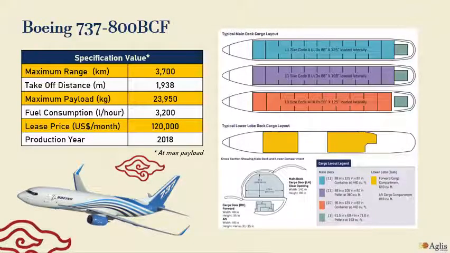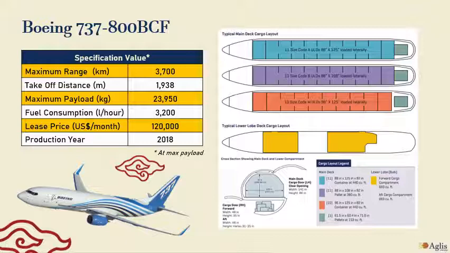Based on the specifications provided with the route length and airport limitations, one of the aircraft we consider to use is Boeing 737-800 BCF, which has a maximum range of 3,700 kilometers, which is enough range for even our longest distance routes. The Boeing 737-800 BCF also has a takeoff distance of 1.938 kilometers, which is also enough to take off on the shortest airport on our route.